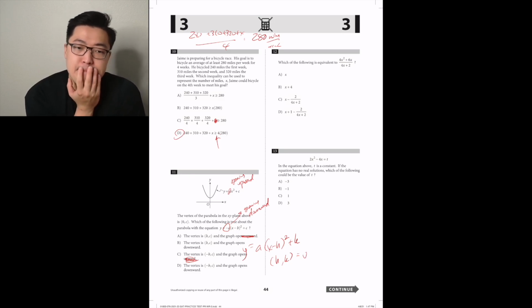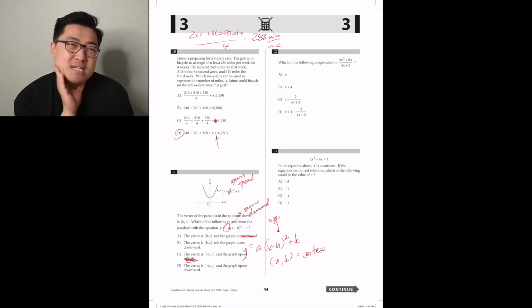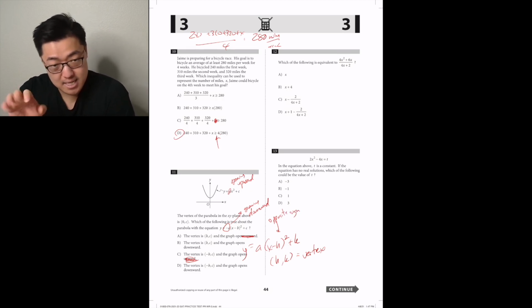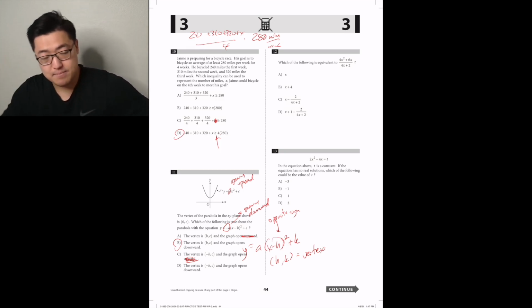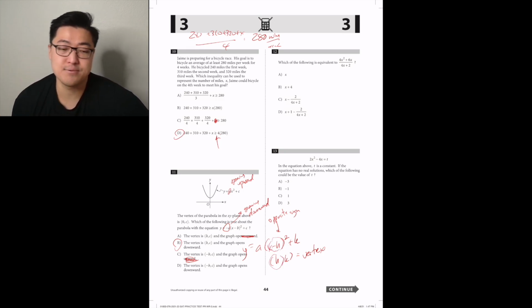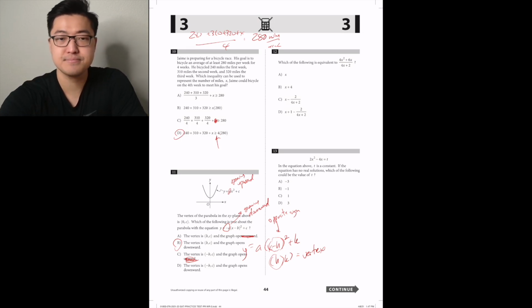And then the vertex would be at the coordinate positive B and positive C. Given that vertex form, the value of the x coordinate, which is in the parentheses there, is going to be the flipped sign. So if it says x minus B in the parentheses, then positive B is going to be the x coordinate of your vertex. So I think this is going to be B.